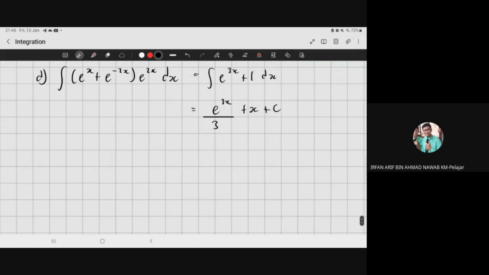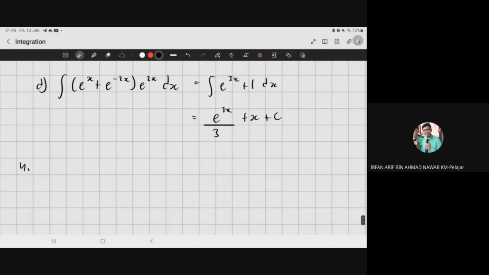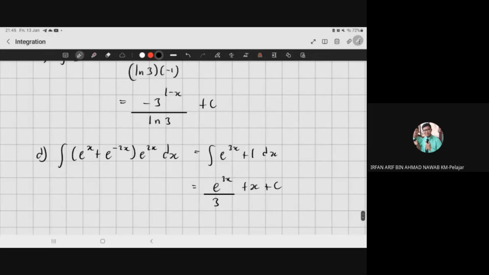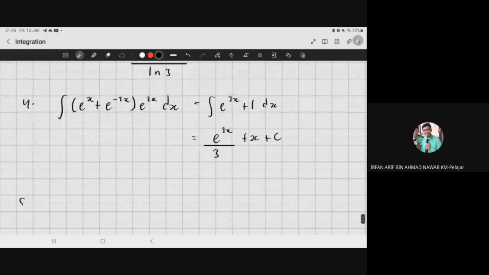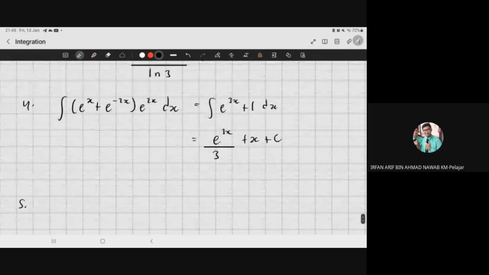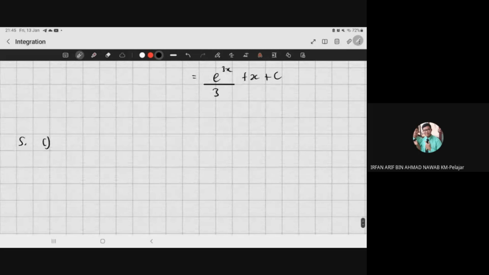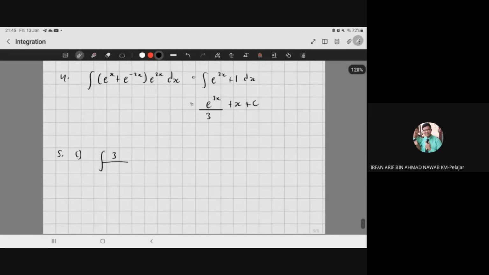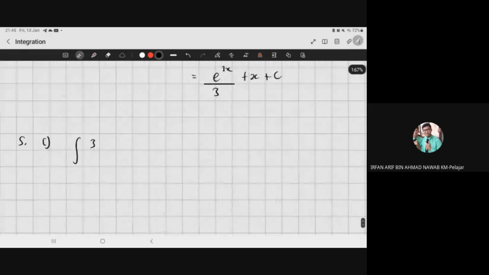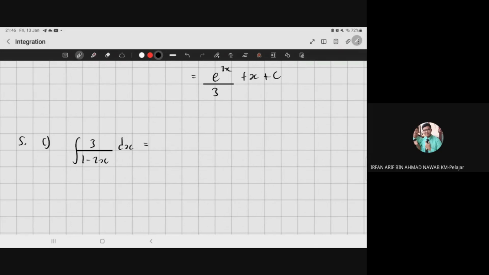Okay, and then the next question which I want to pick is question 4. Sorry, this one is 4, not D. The next question I want to pick is 5C. Now 5C here is we integrate 3 over 1 minus 2x dx. And then as you may know, we apply the rules, the formulas.